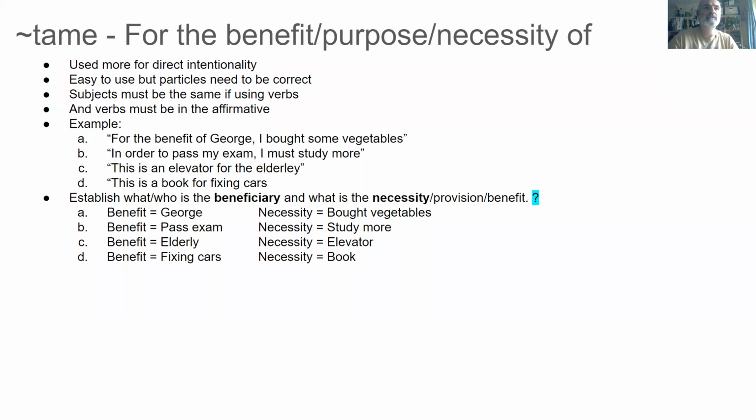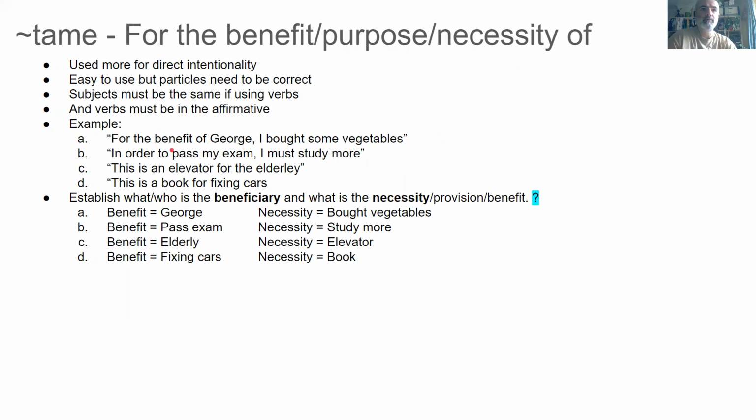During the last session, we looked at this phrase tame, which means for the benefit or purpose or necessity of, and I identified 4 typical sentences which show that something is for the benefit or the purpose of something else. In each of these cases, I want to establish who is the beneficiary, who is receiving the benefit, and what is the necessity or the provision or the benefit given, what service is being carried out.